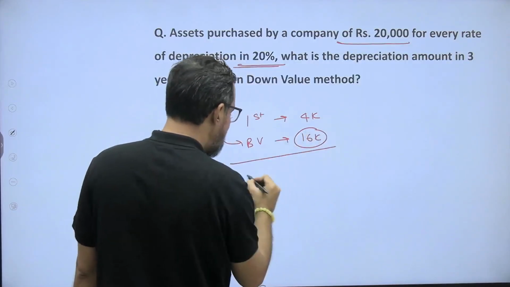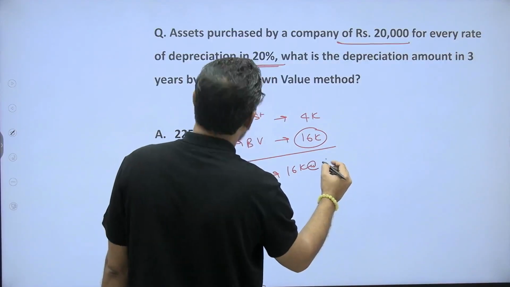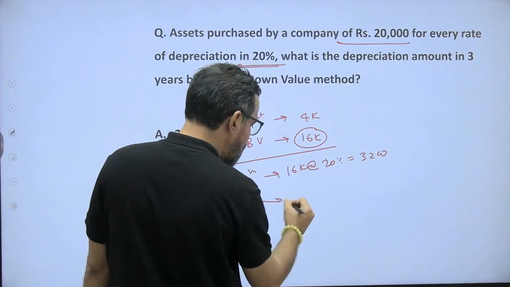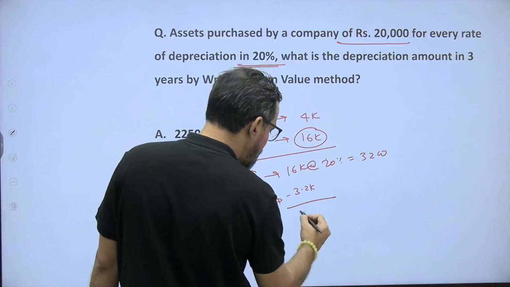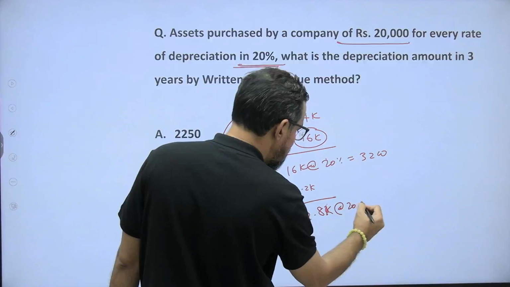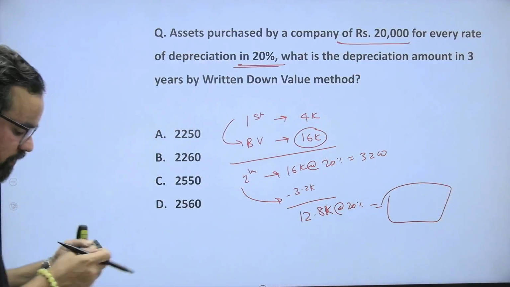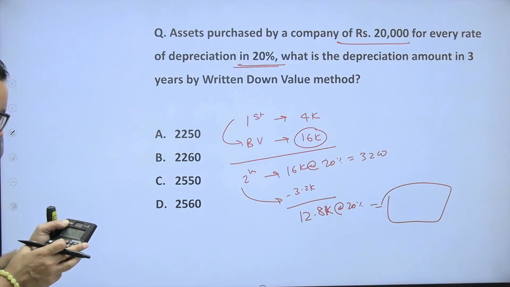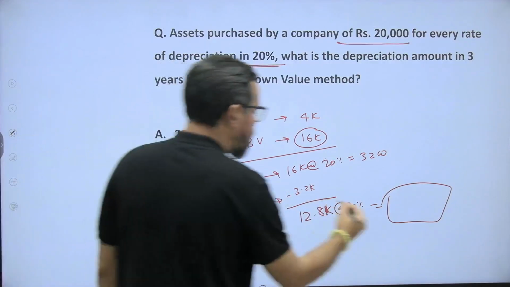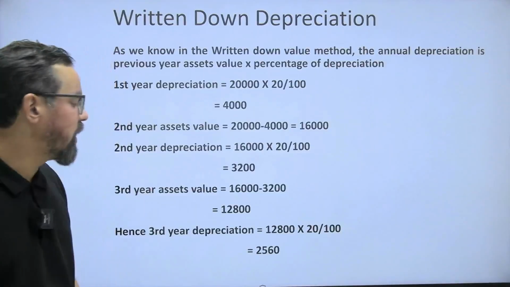Then second year depreciation will be 16,000 at the rate of 20%, so it is equal to 3,200. So my book value minus 3.2 thousand is equal to 12,800. So 12,800 into 20%, 0.2, is 2560. So 2560 means option D will be your right answer for this one. Option D will be the correct answer.